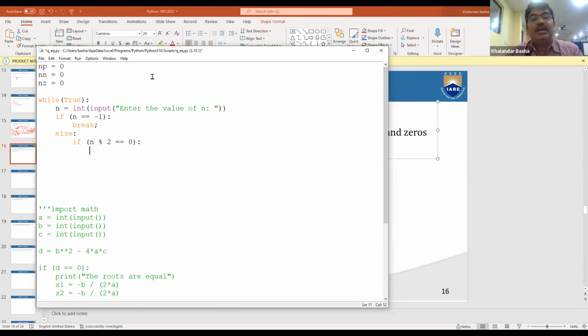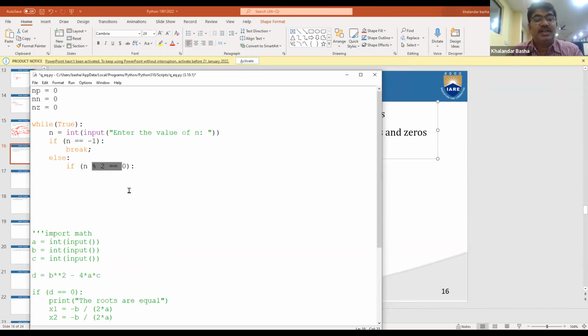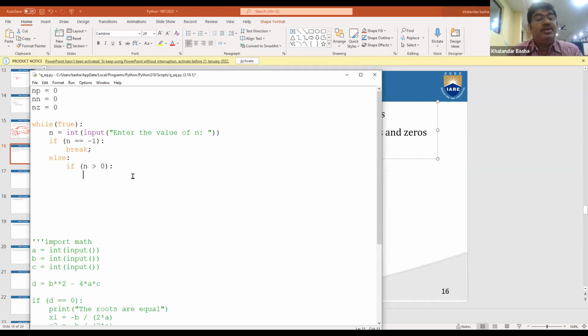So what we have to calculate here is whether the number is positive or negative. So this we will write as n > 0, not for even and odd, right? So if n is greater than 0, it is a positive number. So we will increment the count of positives: np += 1.